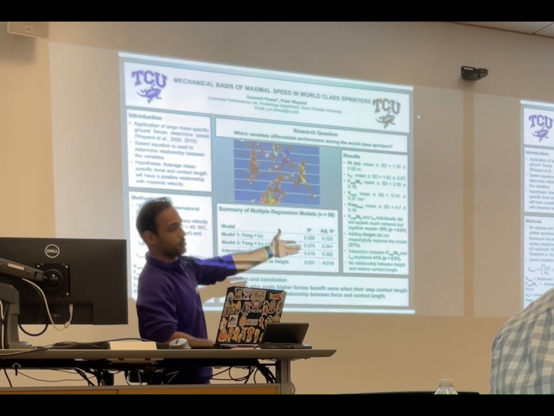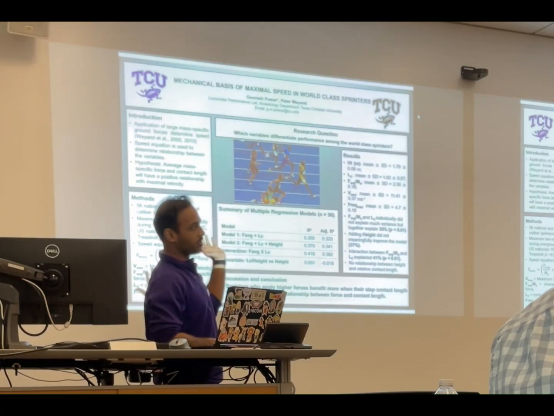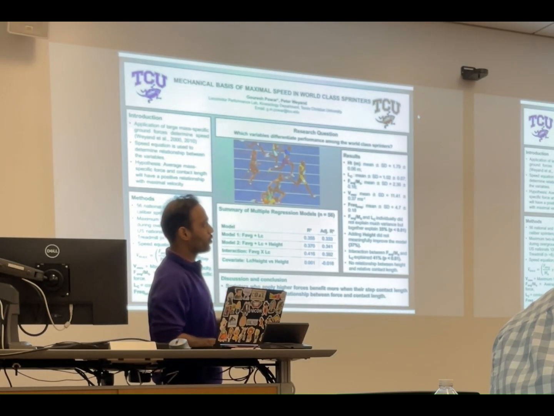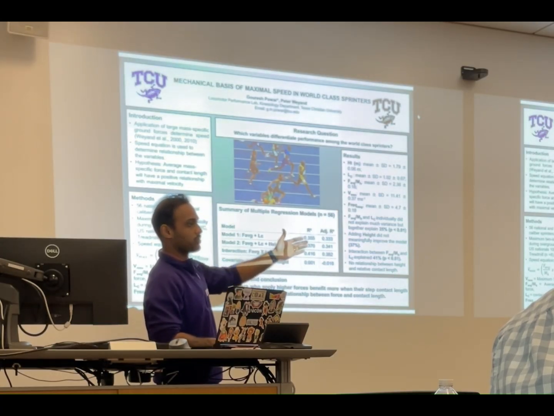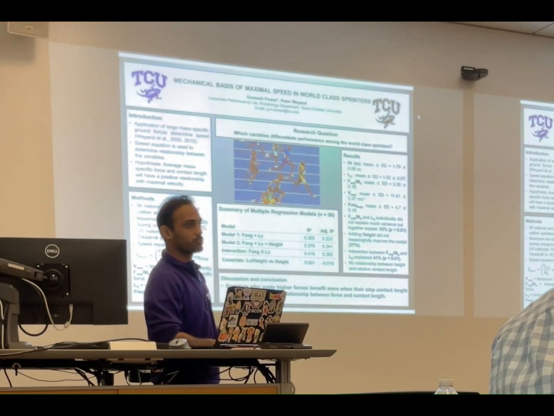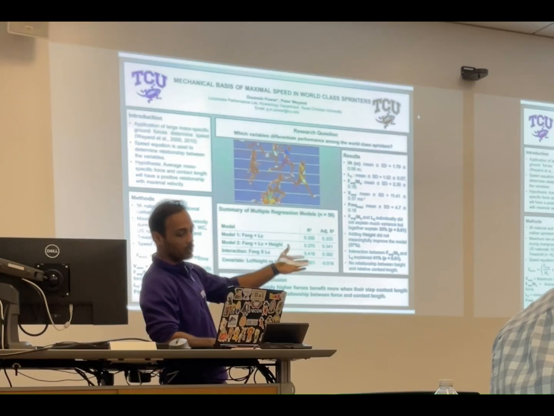So in the methods, like I said, there are 56 national and international caliber sprinters. How did we decide that? The data set we got was from the World Champs or the US National 100 meter finals. This data was collected from different studies that were published. So 48 of those came from direct races, and 8 of them came from Dr. Wayne's lab on the treadmill. So that's 56 there.